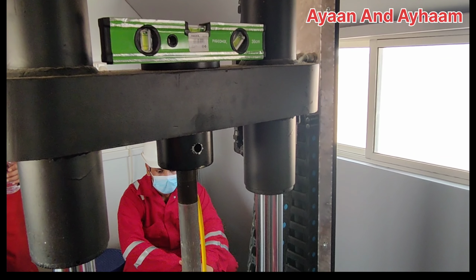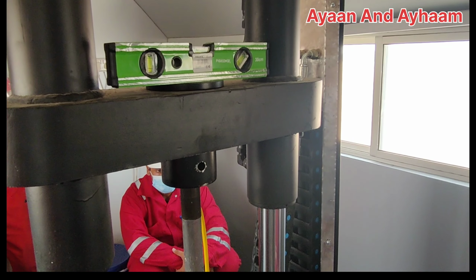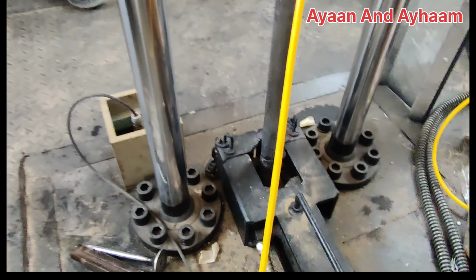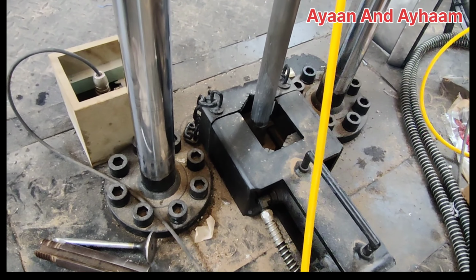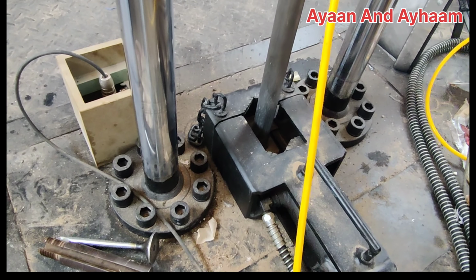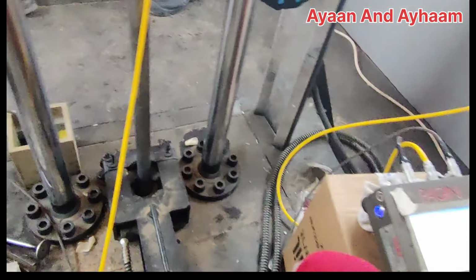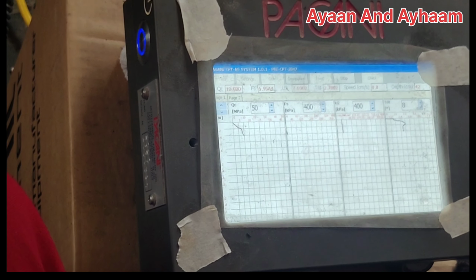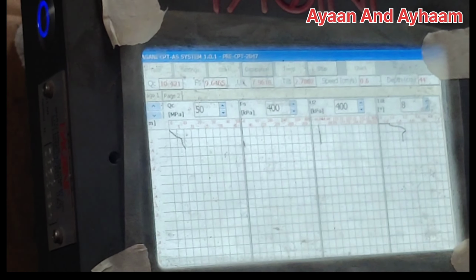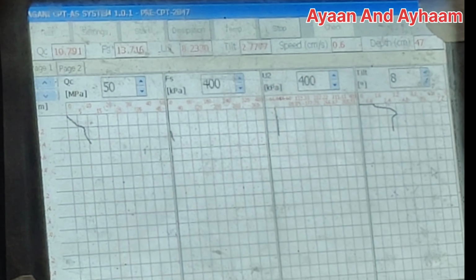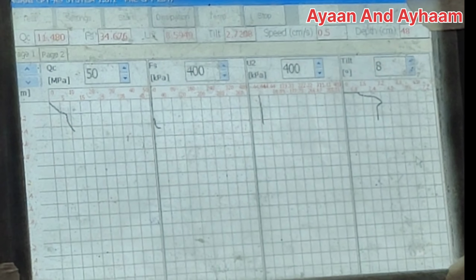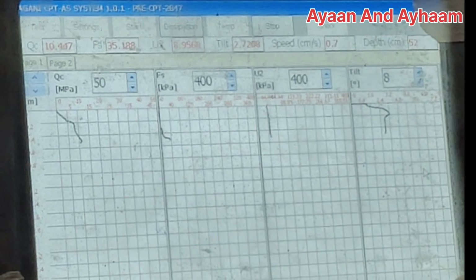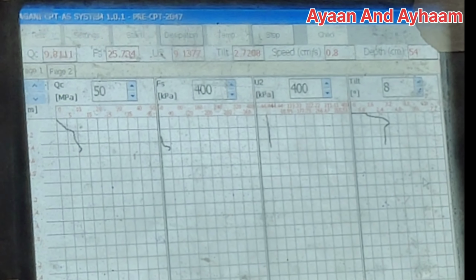Prior to starting the test, the CPT cone should touch the ground and all the readings should be 0. Now we have started the hydraulic pressure on the CPT rod to drive the CPT cone, as you can see here. Now we are drilling the CPT rod, and the readings will appear on the device monitor: the cone resistance QC, tilt angle, friction, water pressure U2, and the depth. As you can see now, it is 50 cm depth, 51 cm depth, and the QC is 10.